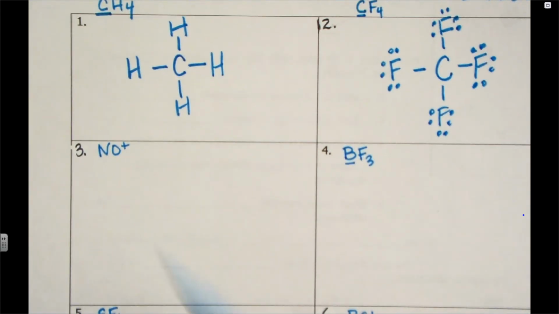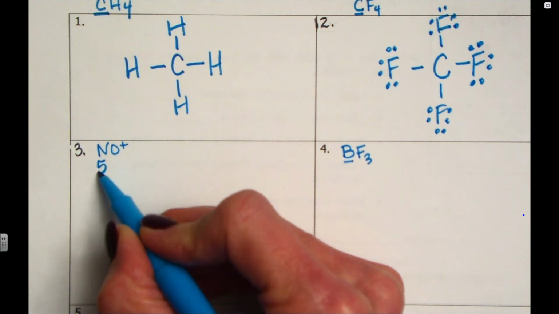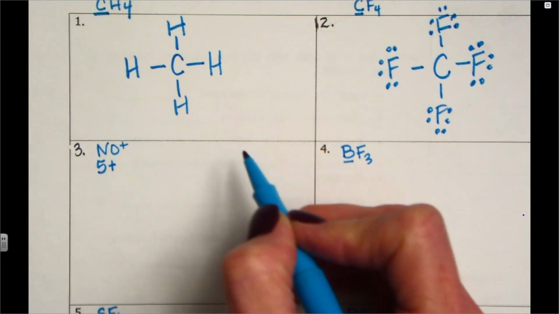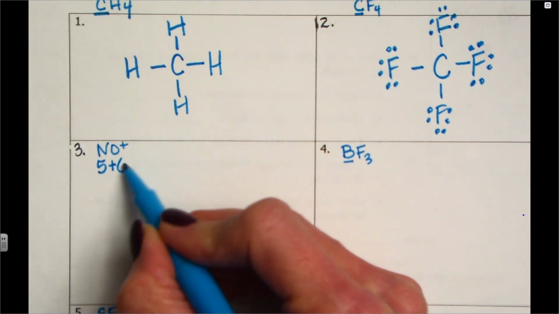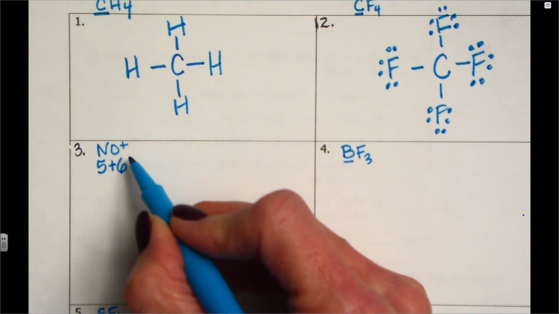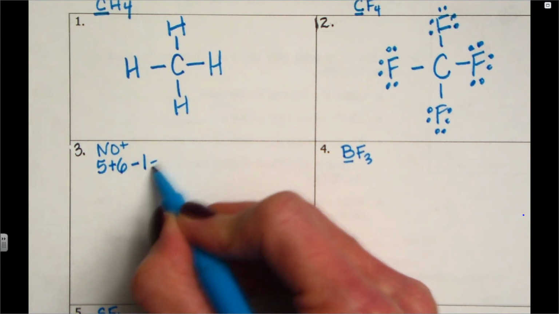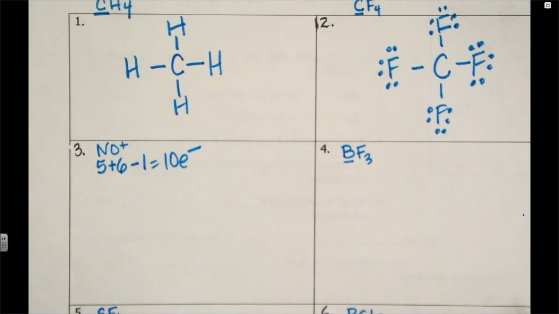All right, let's take a look at a polyatomic ion. So here we have NO with a +1 charge. So we have 5 valence electrons for nitrogen, because he's in group 5A. Oxygen's in group 6A, so he has 6. And that positive 1 charge means it's lost 1 electron, so say -1. It's lost 1 electron. That's going to give us a total of 10 electrons.